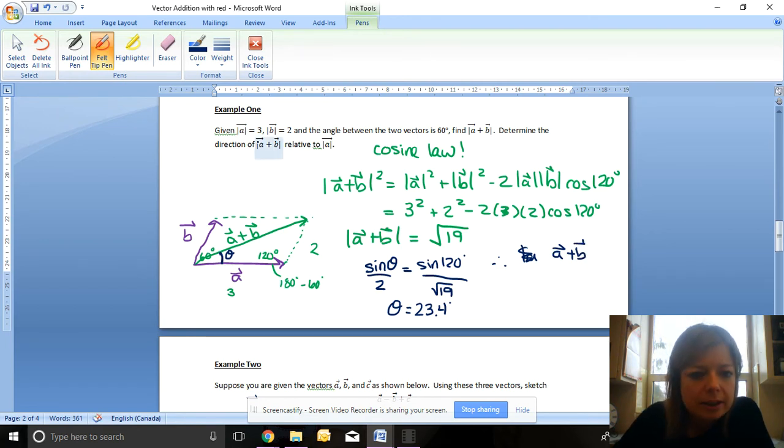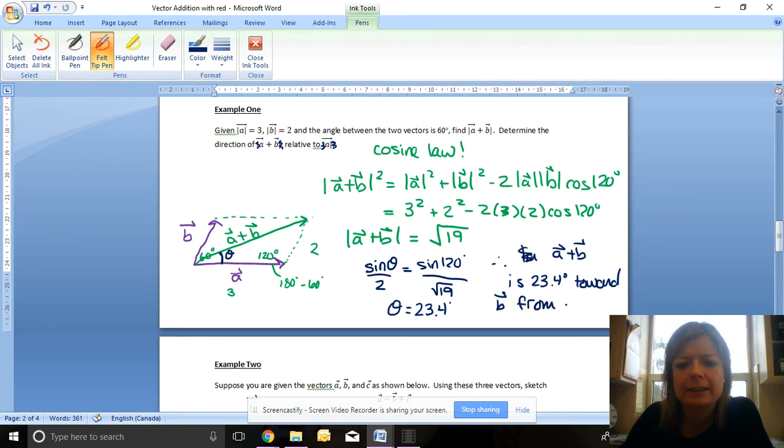So therefore, we can say that A plus B should say with no magnitude. Sorry, these magnitude lines shouldn't be there. So A plus B is 23.4 degrees toward B from A. You have to give some description. It said relative to A, so I did it in that way. You have to give it some kind of reference point.